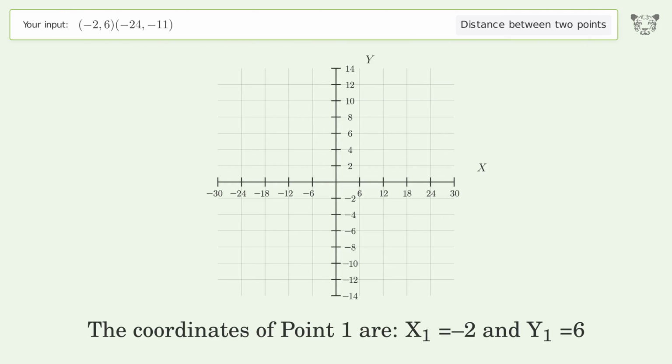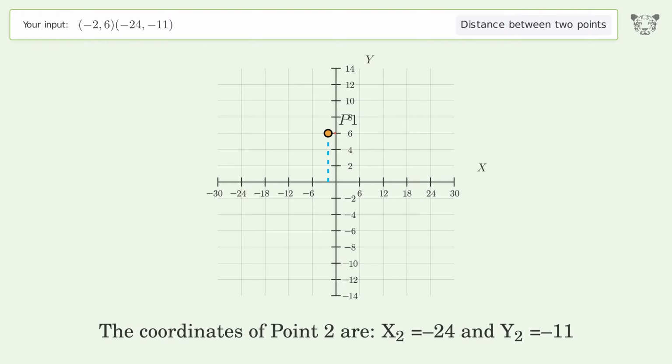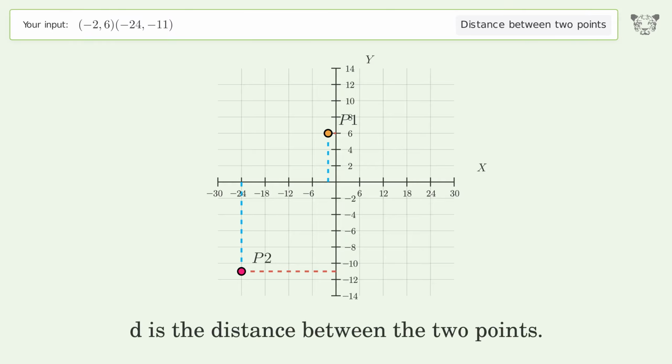The coordinates of point 1 are x1 equals -2 and y1 equals 6. The coordinates of point 2 are x2 equals -24 and y2 equals -11. D is the distance between the 2 points.